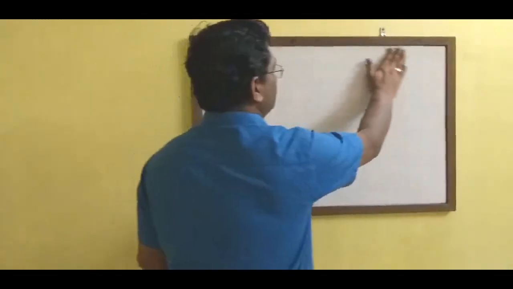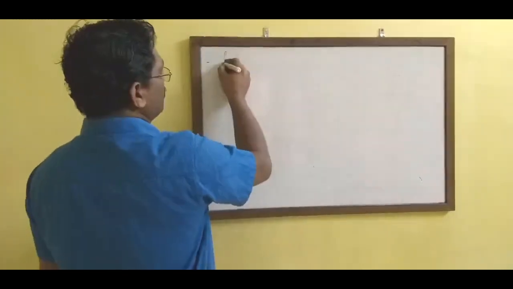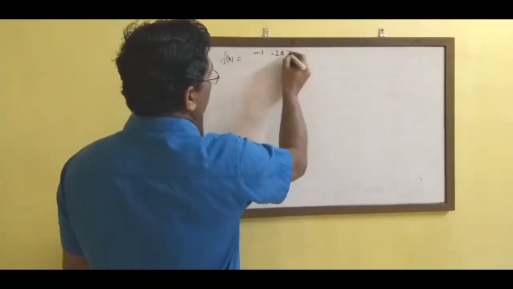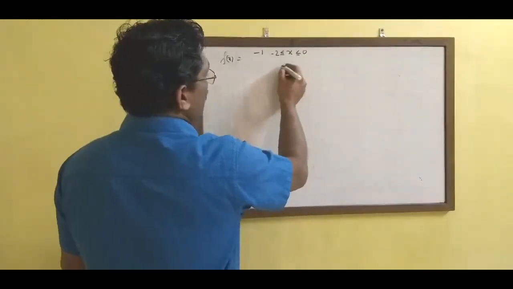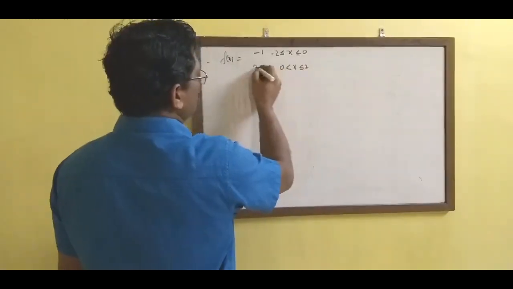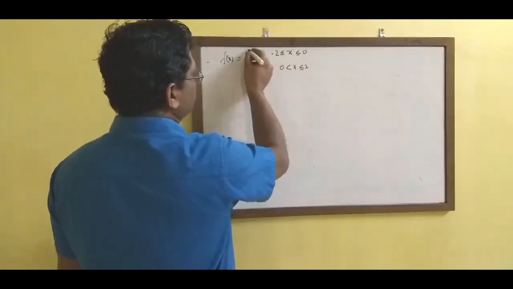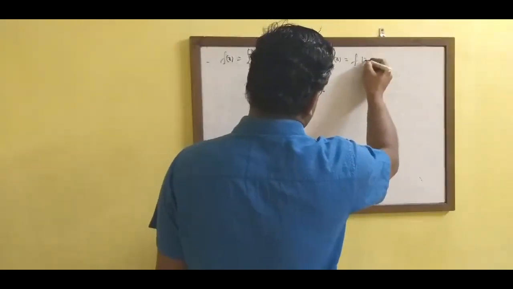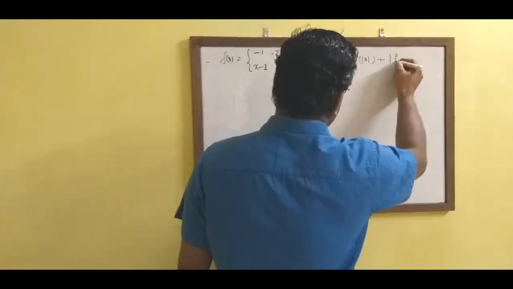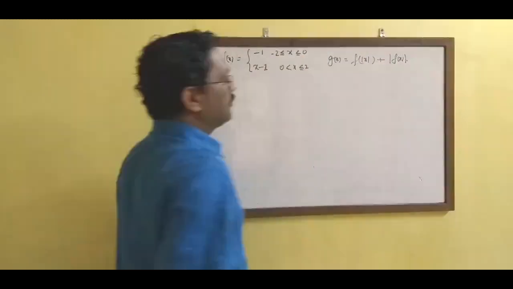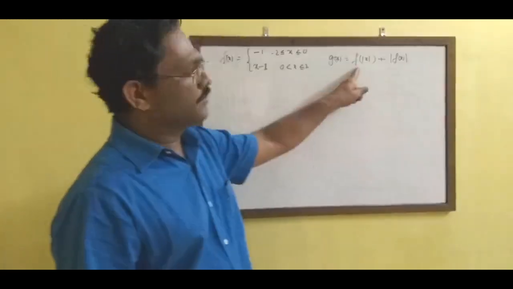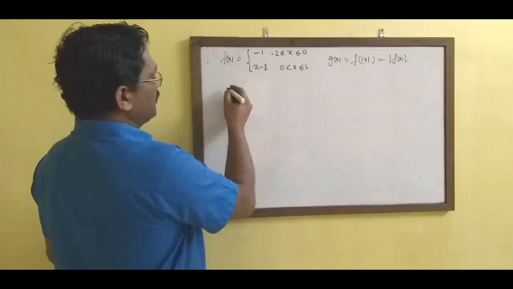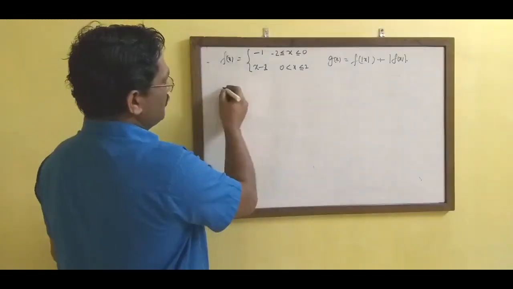Now if I have a function, let us consider f(x) equal to minus 1 for x lying between minus 2 and 0, and for x greater than 0 and less than or equal to 2, I am writing x minus 1. I ask you, find g(x) equal to f of mod x plus modulus of f(x). If I ask you to find this, how do you calculate? See, no doubt we can proceed by the analytical way, but let's proceed by the geometrical way.